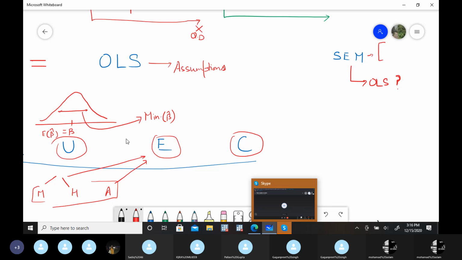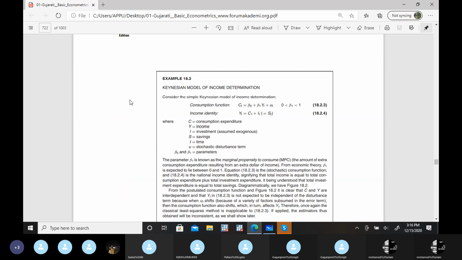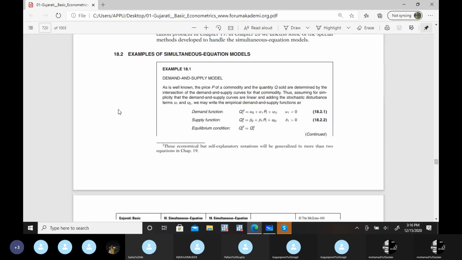That's my first objective. First, let me give you a glimpse that these properties are not possible with the simultaneous equation models, and there is a reason behind that. It means it will create a problem in unbiasedness, efficient estimators, and consistent estimators. It's not possible with these simultaneous equation models. So before that, let's try to understand these models.